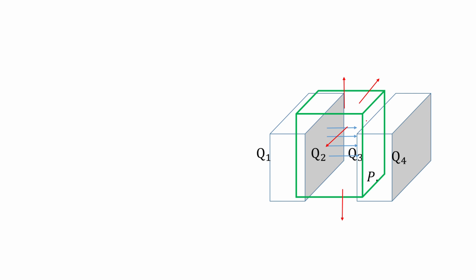And on this surface, electric field is 0, so there is no electric flux. Similarly, on this surface electric field is 0, so there will be no electric flux. So net electric flux through this box is 0, and total charge enclosed is Q2 plus Q3. So Q2 plus Q3 will be 0, so we can write Q3 equals minus times Q2.